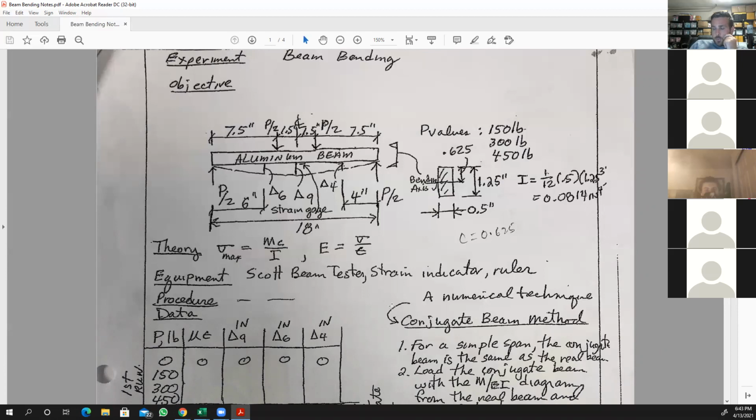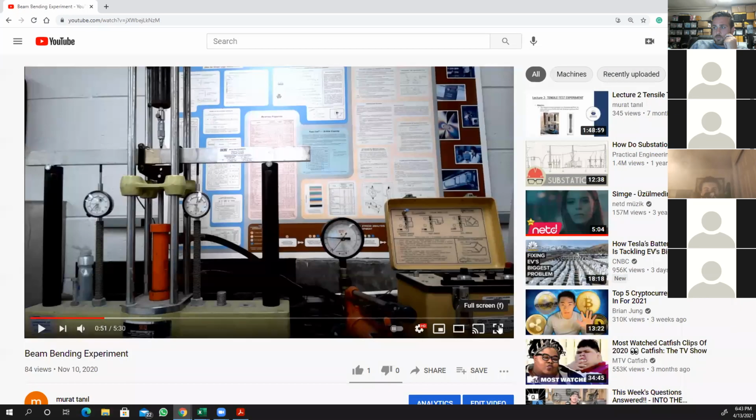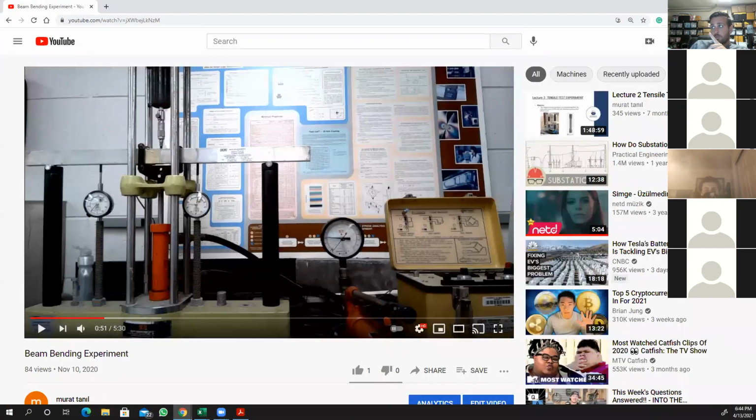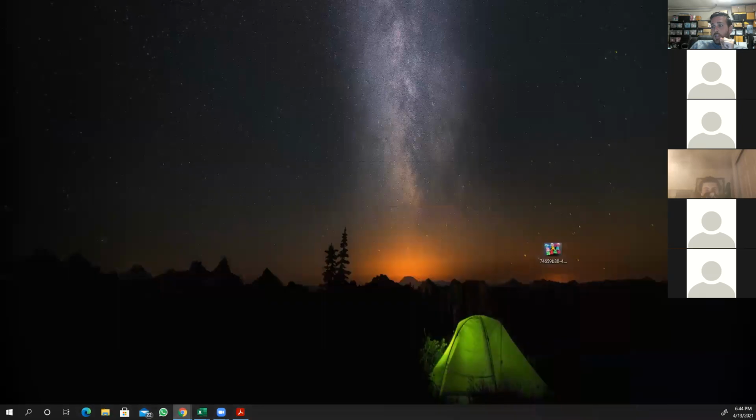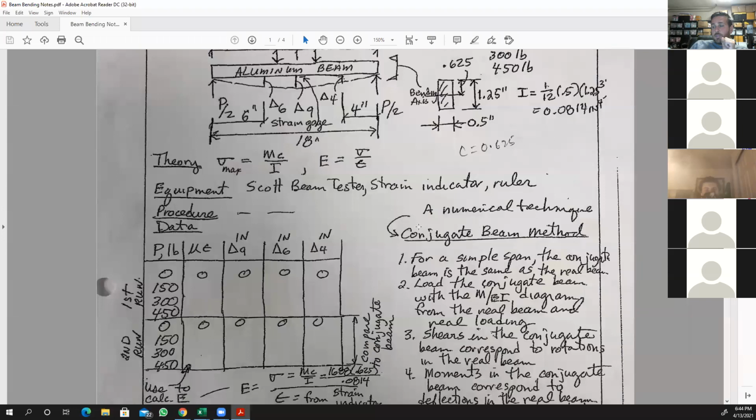Basically, what we are trying to prove is, once you complete this test, you will have the deflection at 4 inch. You will have the deflection value at the middle, the maximum deflection. And you will have the measured value at 6 inch, right? 6 inch, 4 inch, and middle. And you will compare these numbers with the numbers that you are going to calculate using the conjugate beam method.